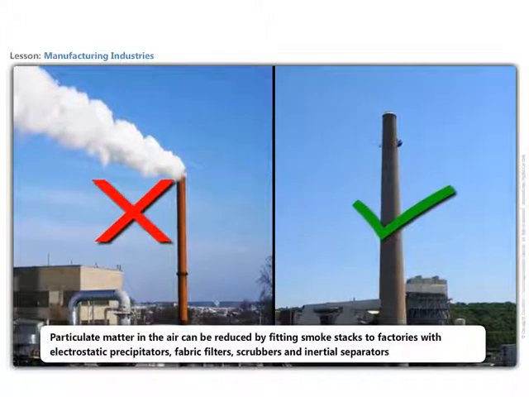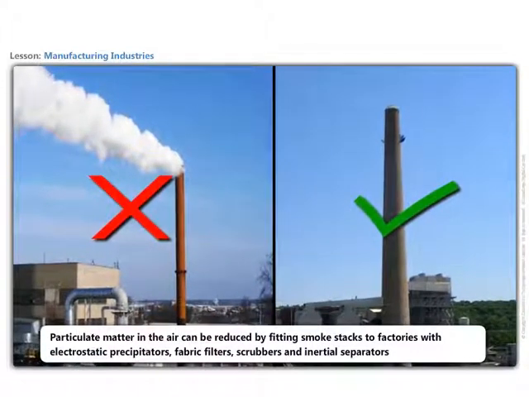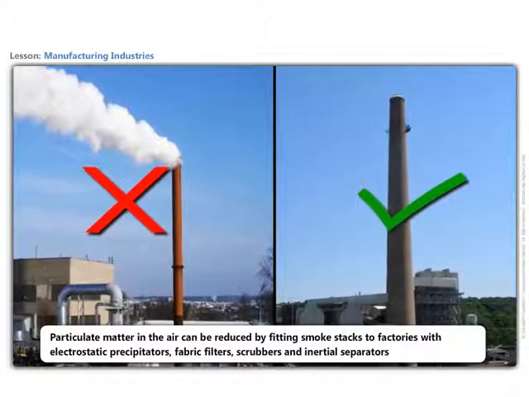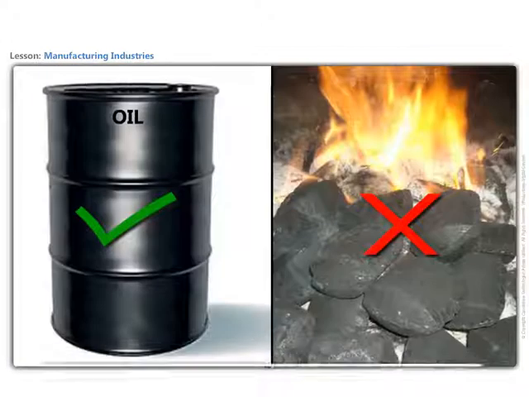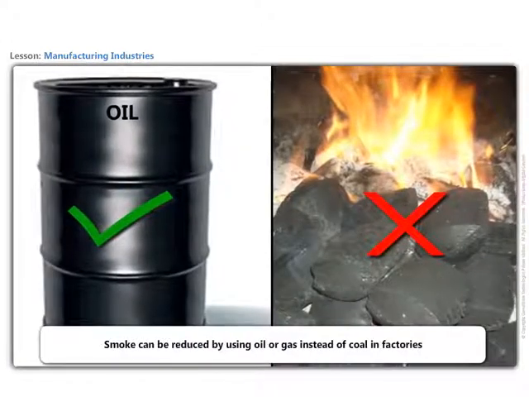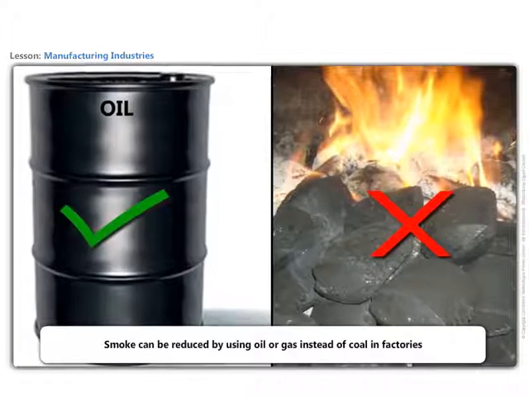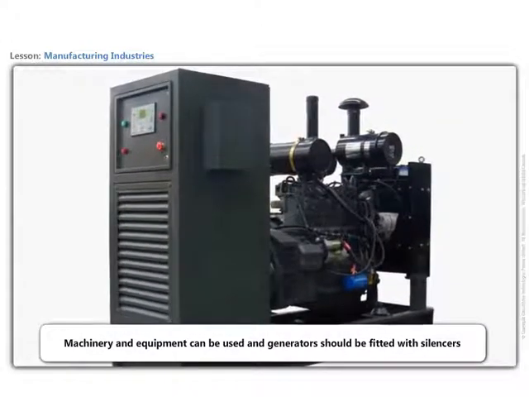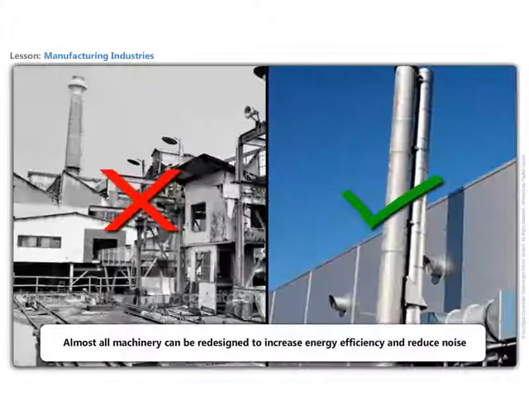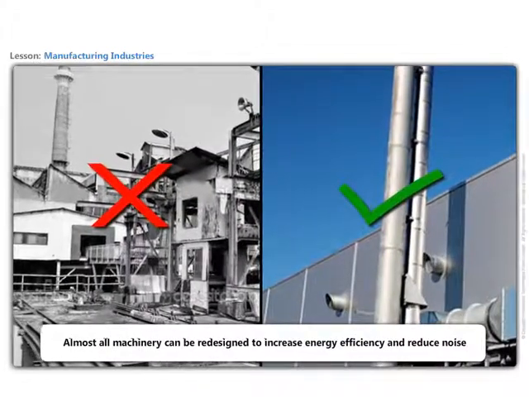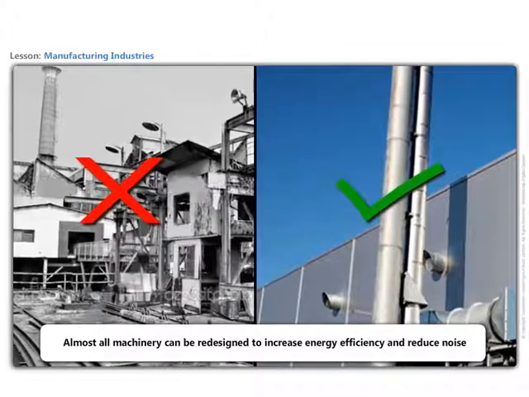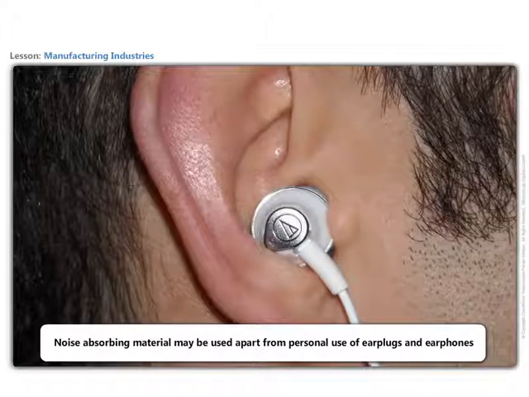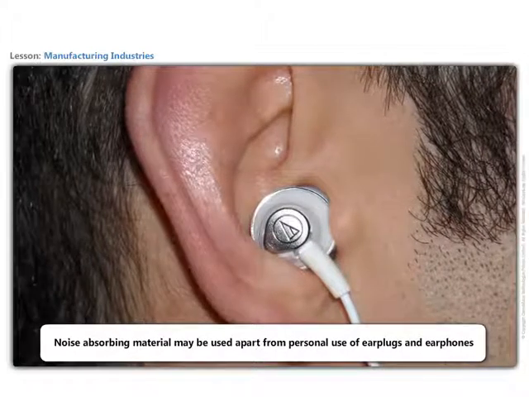Particulate matter in the air can be reduced by fitting smokestacks to factories with electrostatic precipitators, fabric filters, scrubbers, and inertial separators. Smoke can be reduced by using oil or gas instead of coal in factories. Machinery and equipment can be used and generators should be fitted with silencers. Almost all machinery can be redesigned to increase energy efficiency and reduce noise. Noise-absorbing material may be used apart from personal use of earplugs and earphones.